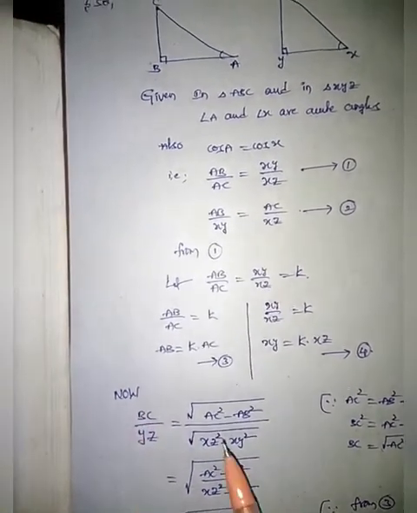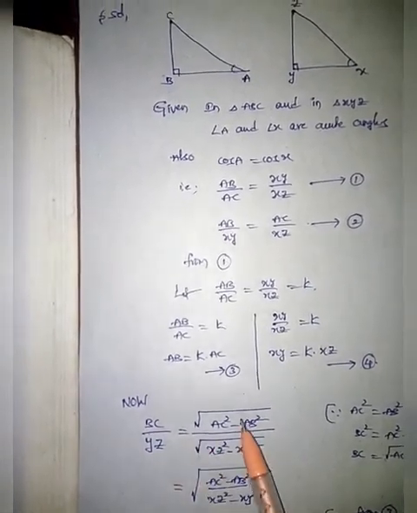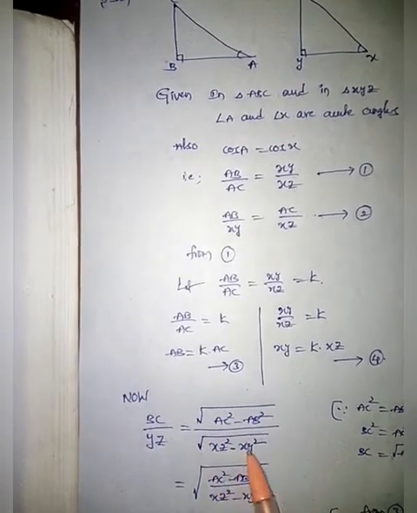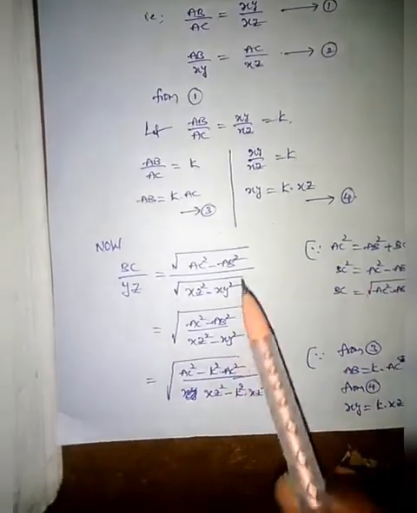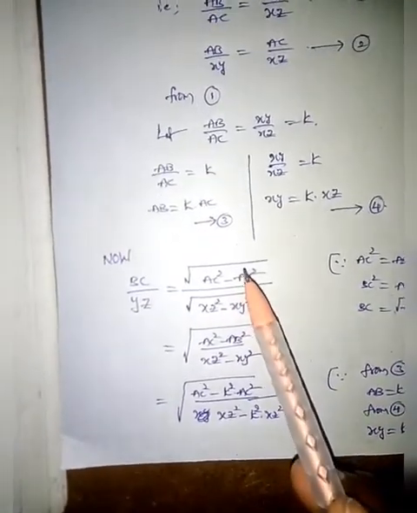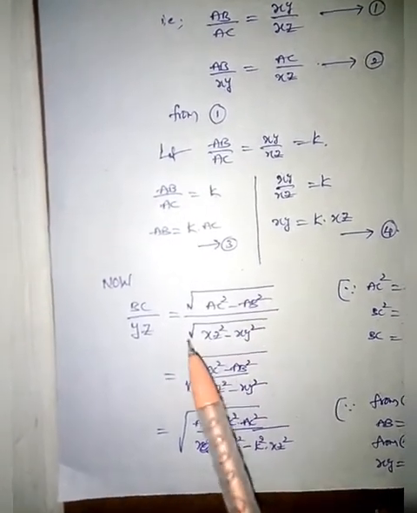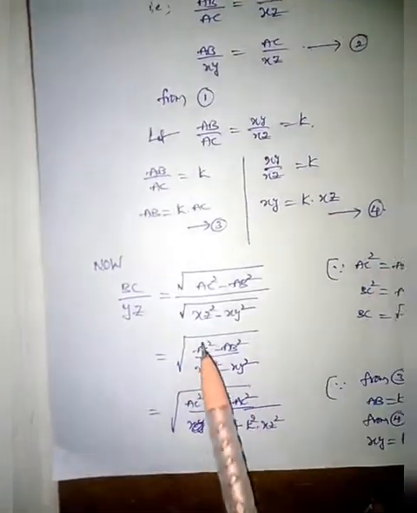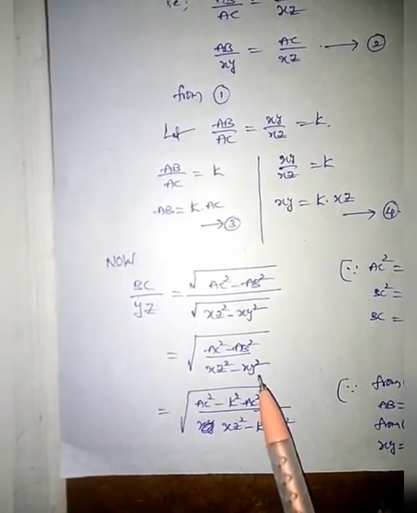Don't get confused, children. Here I took BC by YZ, and in these places I wrote square root of AC square minus AB square and square root of XZ square minus XY square by using the Pythagoras theorem. Here the numerator is a square root and the denominator is also a square root, so you can write a whole root: root of AC square minus AB square by XZ square minus XY square.